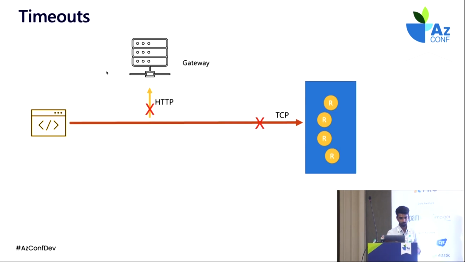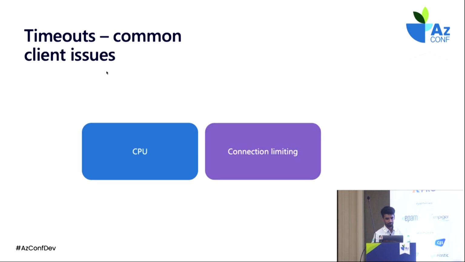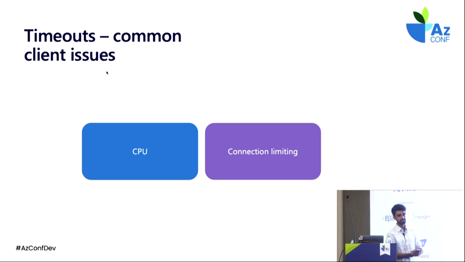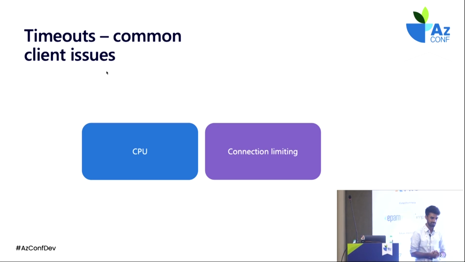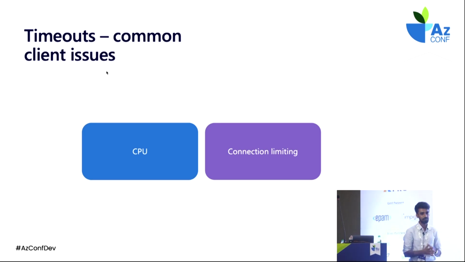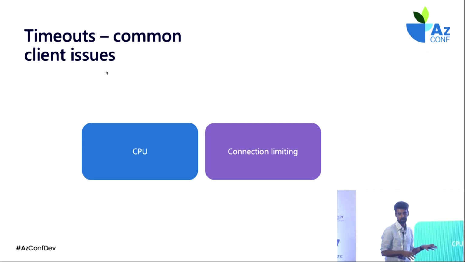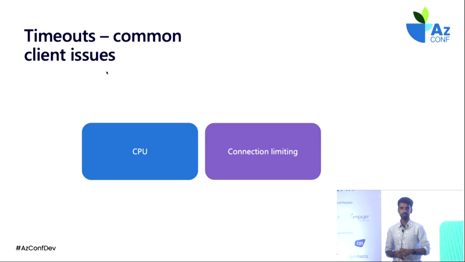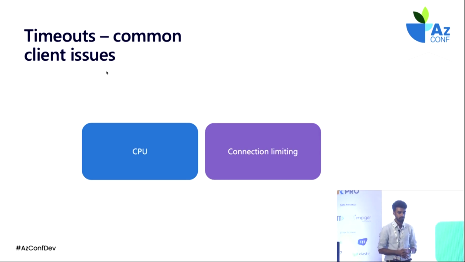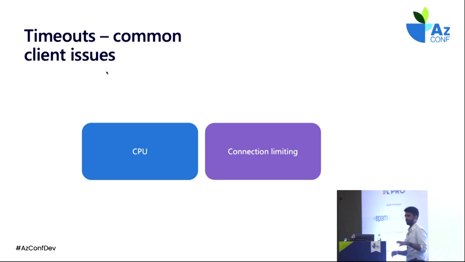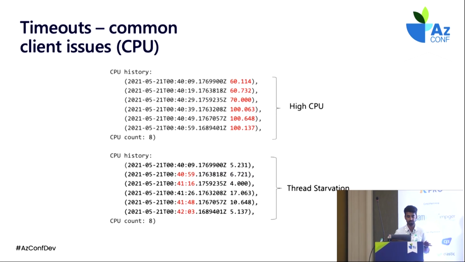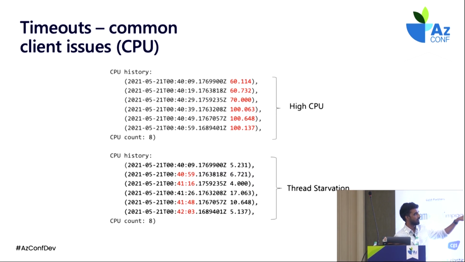I think if I go into those, it might take more time, but these are the two fundamental timeout scenarios that I would highlight. One is the CPU, and the other one is connection limiting. Most of the customers come to us saying that there's a timeout on the client. They don't understand that it is because of their CPU usage. So one of the things you can do is enable diagnostics to see the CPU usage.